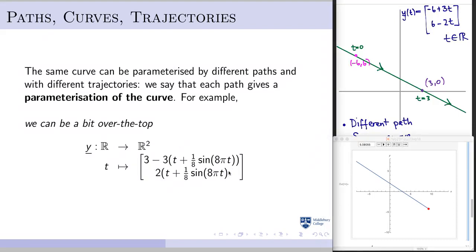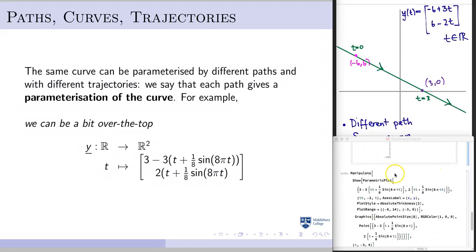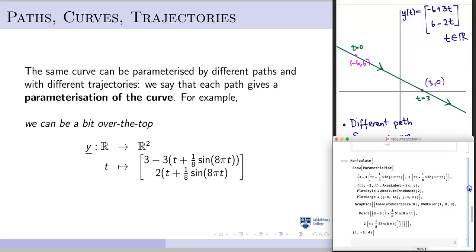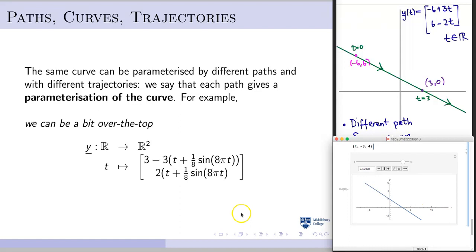And we could also be really elaborate and very much over the top with a parameterization of the same curve. So this scary looking path right here defines, in fact, the same curve. It defines the same line that we've been looking at. However, the trajectory is completely different. So we have a different path. It's a different path because the component functions are completely different. So this path is in fact different to this path. I should probably have called this path Z or something.